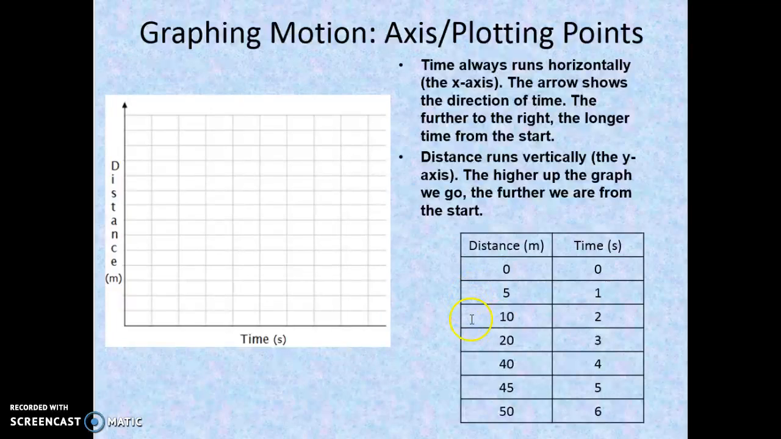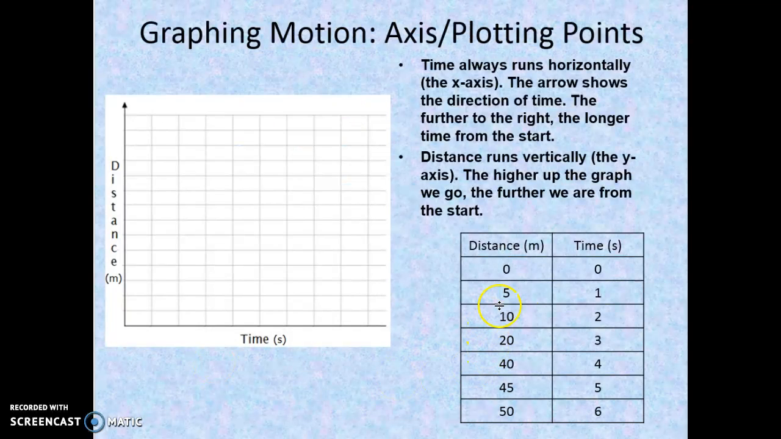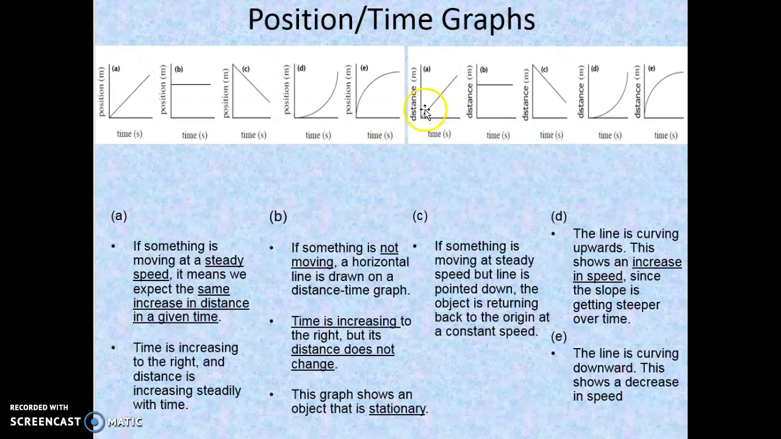They were increasing their distance by the same amount every time. So every second that they were moving, they were increasing their distance by 5 meters. Eventually that started to change. But if you were to see a graph that has this straight diagonal line pointing up, that means that they're going at a constant speed. They're increasing their distance by the same amount every time.